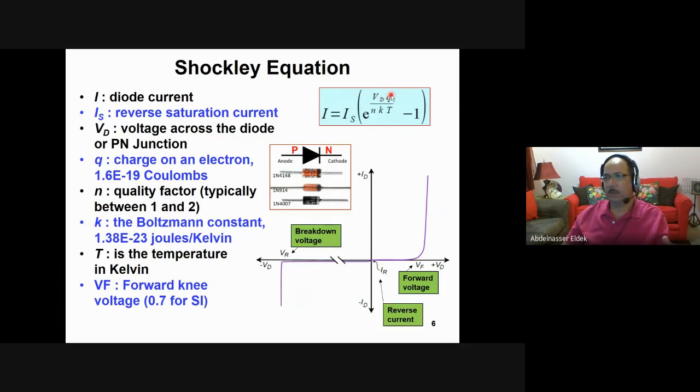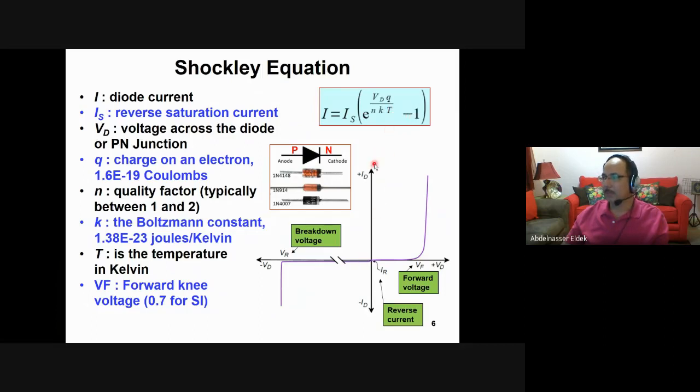And times q, where q is the charge of an electron. n is a quality factor, a number between 1 and 2. k is the Boltzmann constant, and T is the temperature. Then all minus 1.